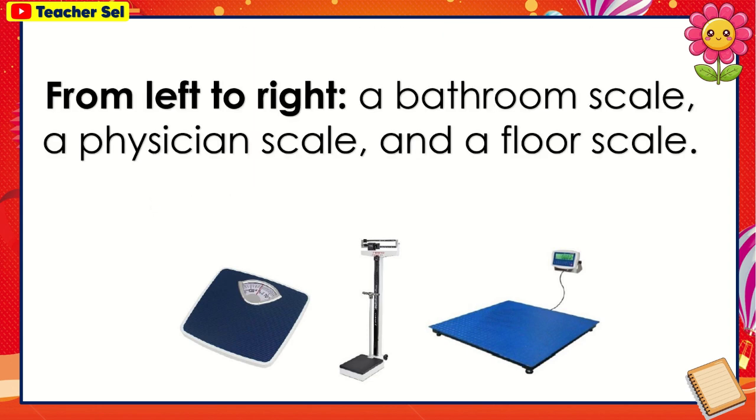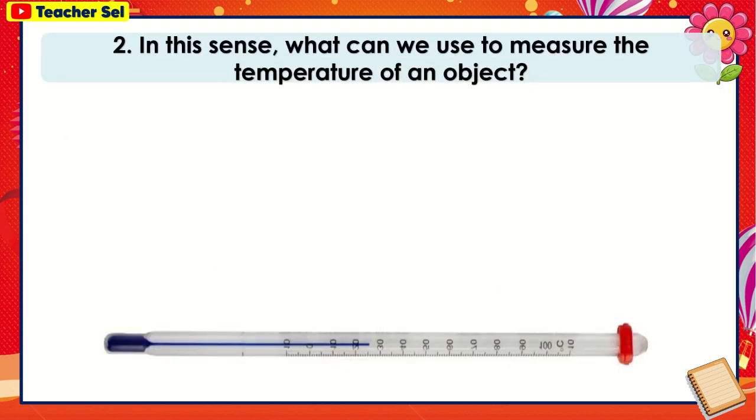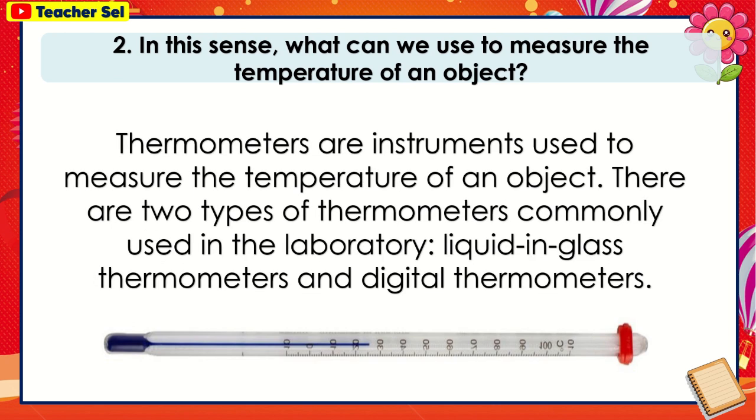From left to right, a bathroom scale, a physician scale, and a floor scale. In this sense, what can we use to measure the temperature of an object? Thermometers are instruments used to measure the temperature of an object. There are two types of thermometers commonly used in the laboratory: liquid in glass thermometers and digital thermometers.